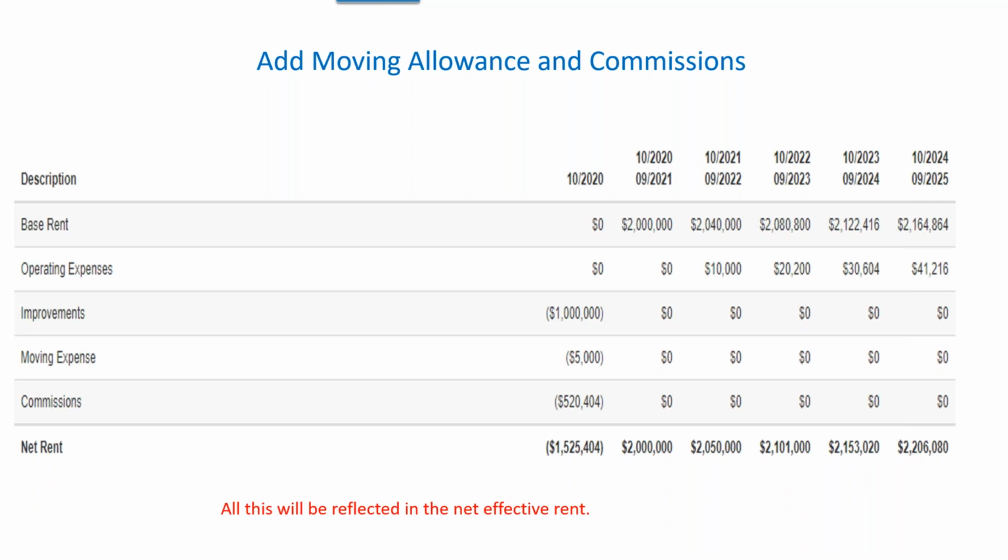We could add moving allowances and commissions. So you just kind of see what it would look like if we brought that into the example that we just talked about. Okay, so you got the minus million for the improvements, the minus 5,000 for the moving allowance, 520,404 for the commissions.